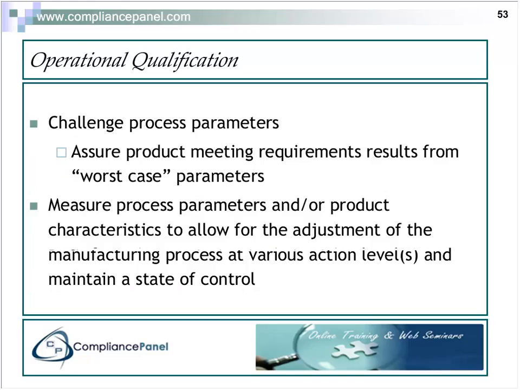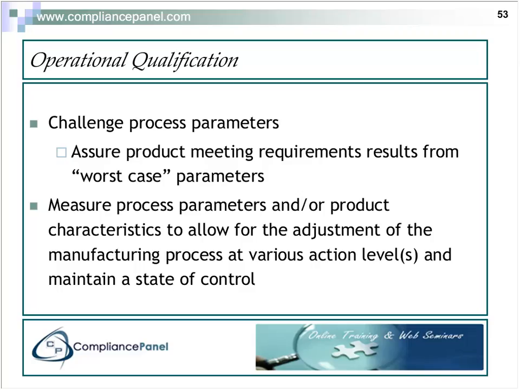We're going to challenge the process parameters. What does that mean? Well, we're going to try and adjust over the range that we would expect that equipment to operate and see that it does, in fact, produce acceptable results over that entire wide range. And we're going to allow for the adjustment of the manufacturing process at various action levels. So we're going to set up these action levels and make sure that, in fact, they do function the way we have designed them along the way.